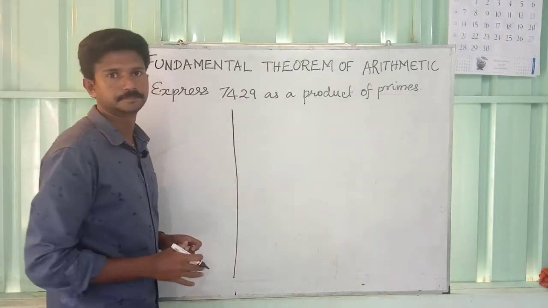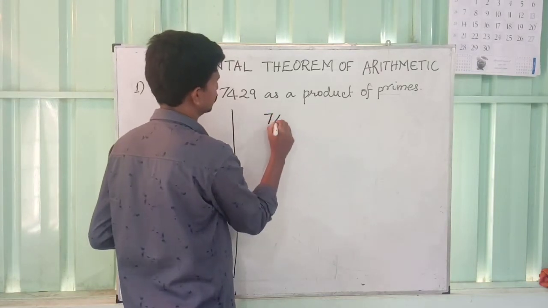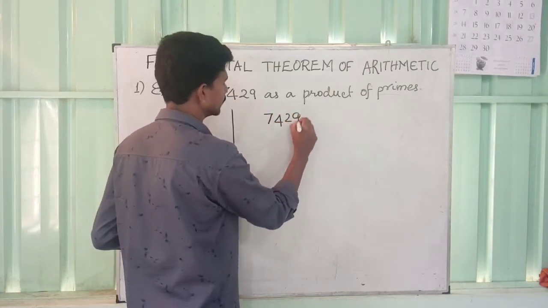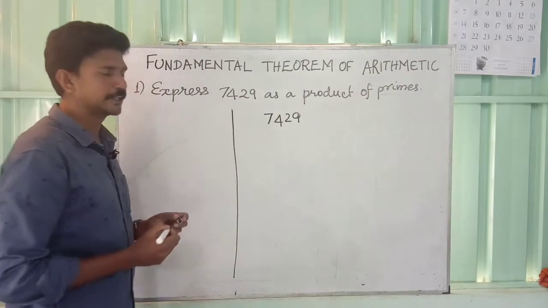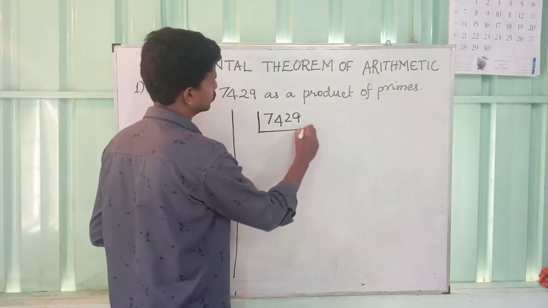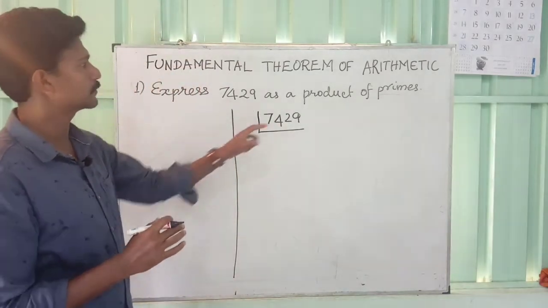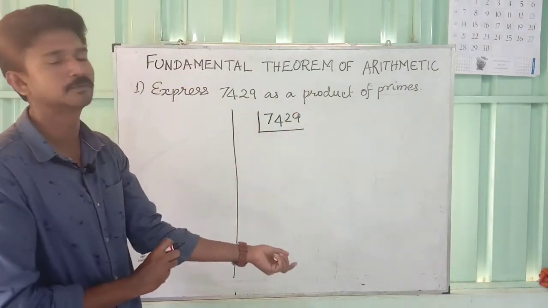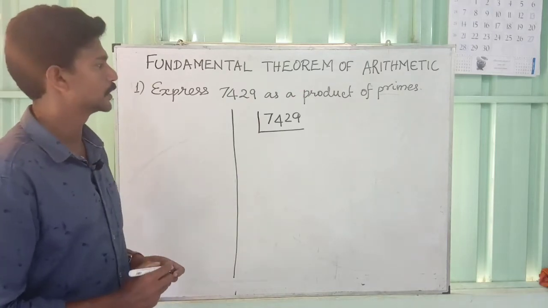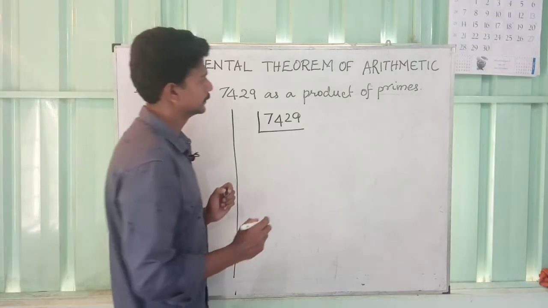Here, this number is 7429. Now we have to find out the prime factors. So we have to divide this number by prime numbers. Because we have a product of primes, we have to divide by prime numbers. What are the prime numbers? We can write them now.